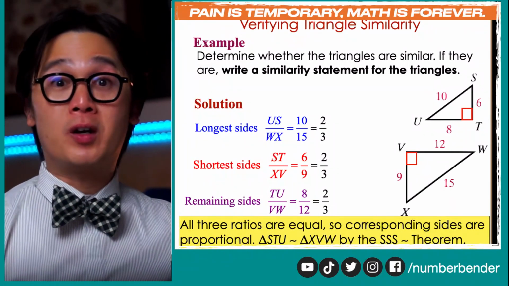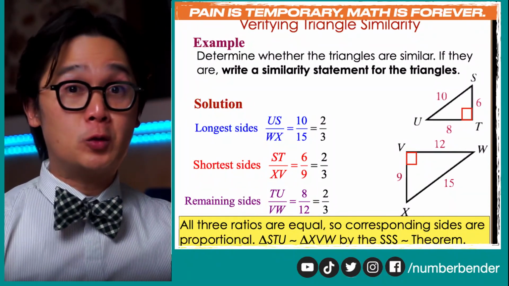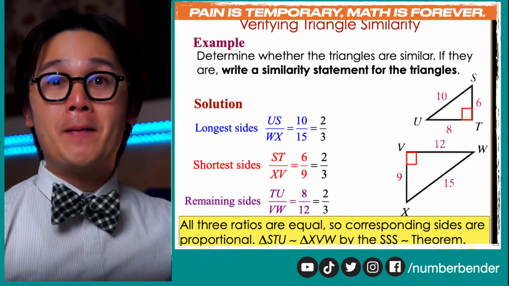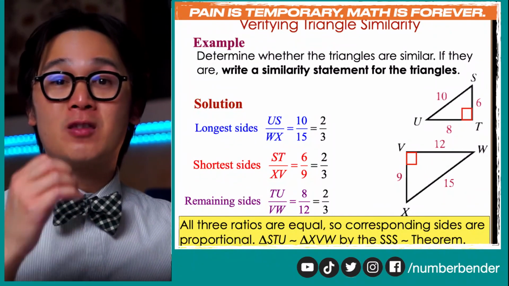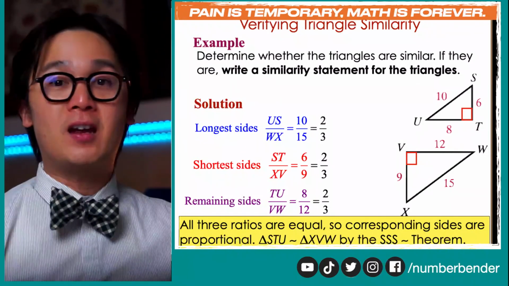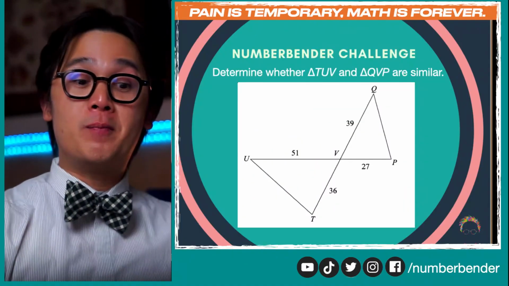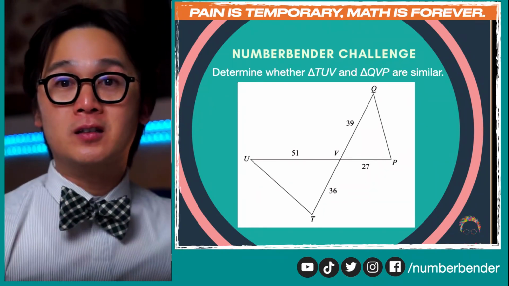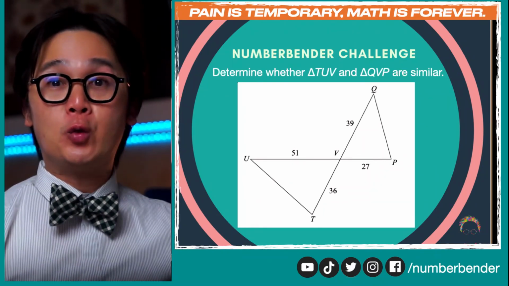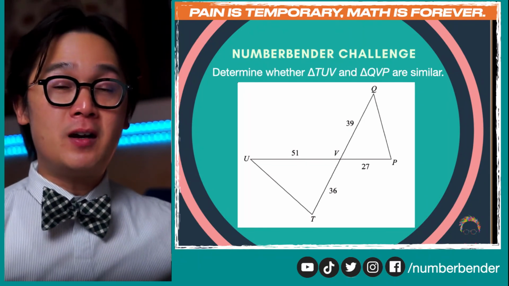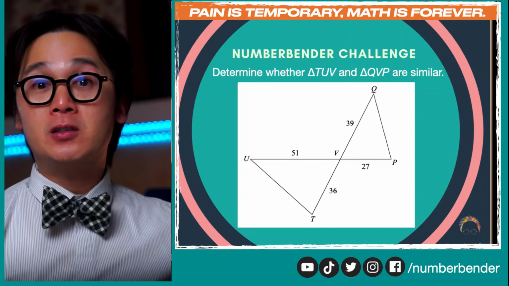So this is how we use these theorems so that we don't need to prove the basic definition of similarity, wherein corresponding angles should be congruent and corresponding side lengths should be proportional. And by using only three pieces of information about the triangles, we'll be able to prove that they are similar. So for our Numberbender challenge of the day, we are seeing two triangles, triangles TUV and QVP. Let's see how you are going to prove that they are similar using the theorems and postulate that we have covered for today.